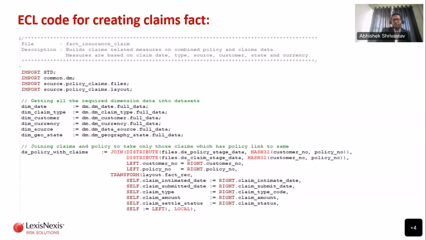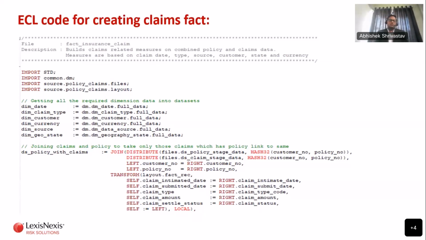So that's why we are joining our policy data with our claim data set, and we are joining on the basis of the customer number and the policy number. We are not keeping the claim number, because we won't have it in the policy staging data. That's something specific to the claim data. So on the basis of this join, we will be getting only those claims for which we have the policy data showing up in the policy staging files.